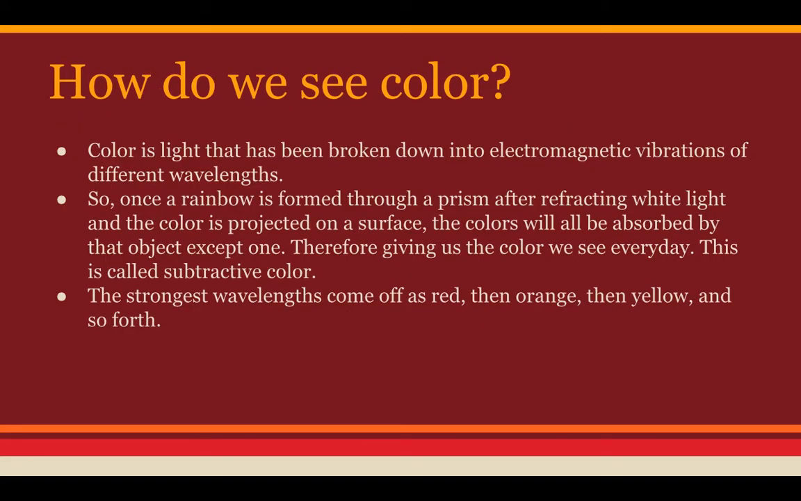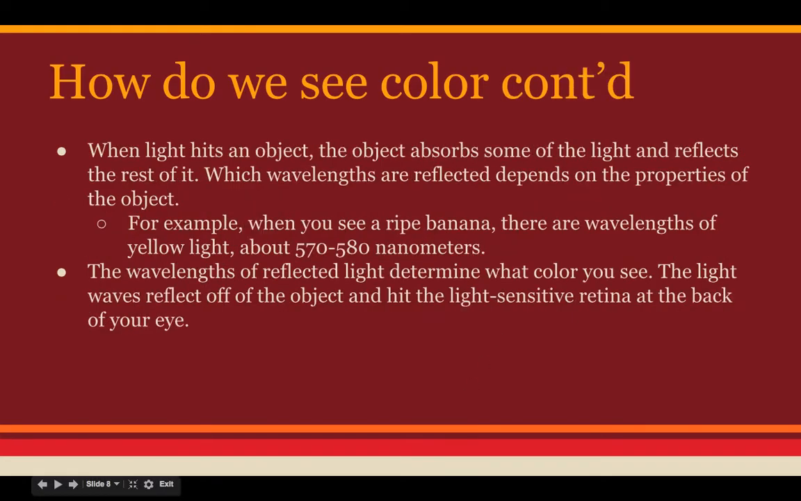Well, how do we see colors? Color is light that has been broken down into electromagnetic vibrations of different wavelengths. So once a rainbow is formed through a prism after refracting white light and the color is projected on a surface, the color will be absorbed by the object except one, therefore giving the colors we see every day. This is called subtractive color. The strongest wavelengths come off as red, then orange, then yellow, and so forth.